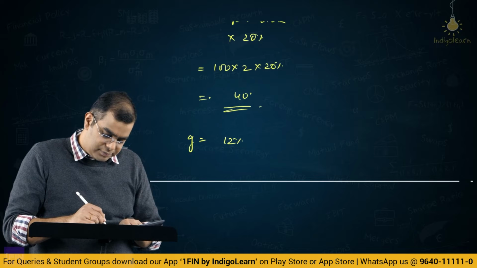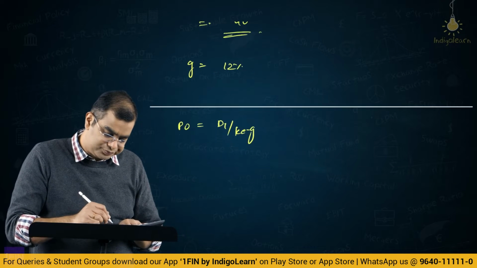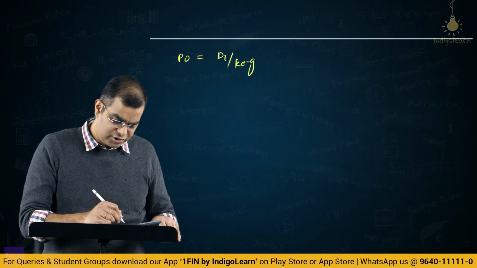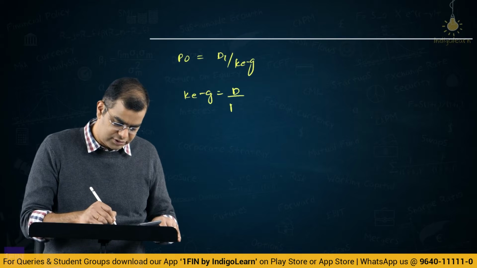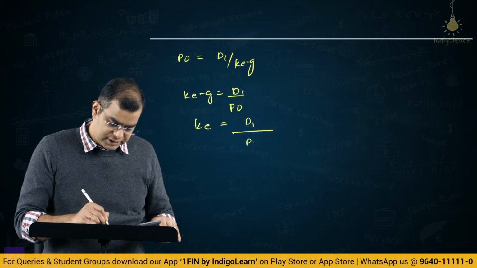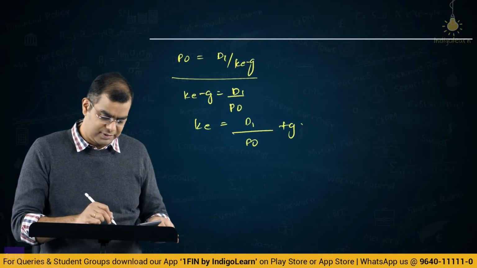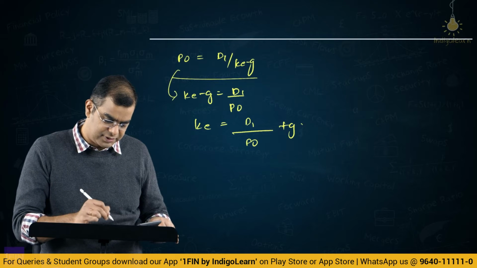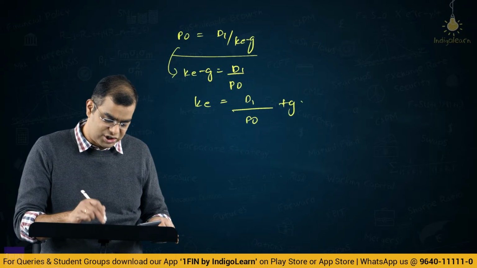So P0 is equal to D1 by KE minus G. You can alternatively also write this as KE minus G is equal to D1 by P0, or KE is equal to D1 by P0 plus G. So either way it is okay. I am more comfortable with this, whichever you use, but if you simplify this expression, you can directly get KE as D1 by P0 plus G, right?